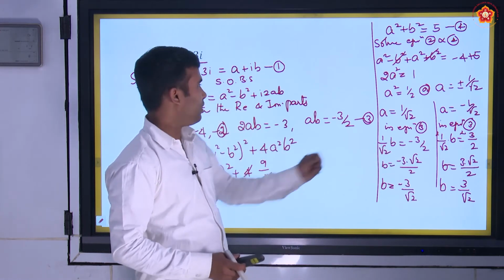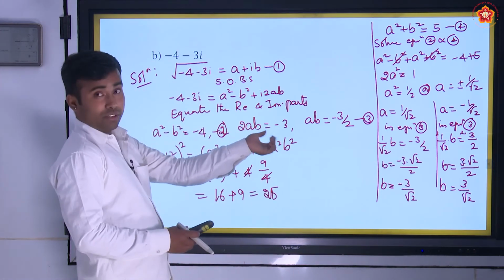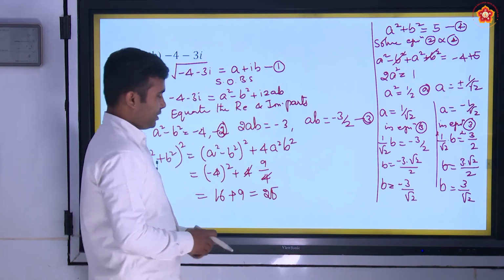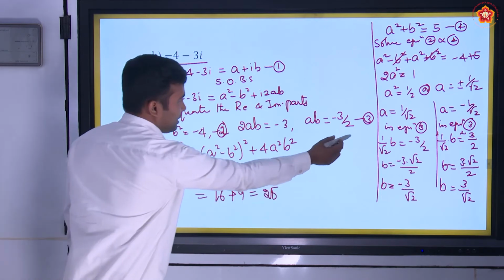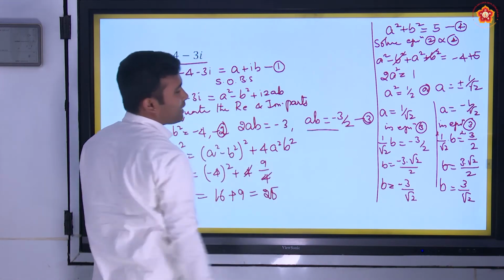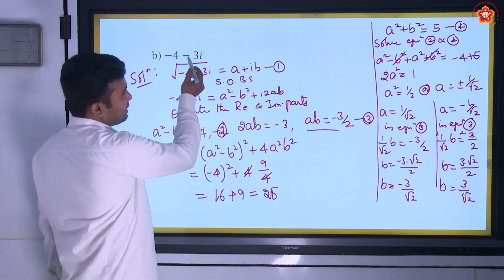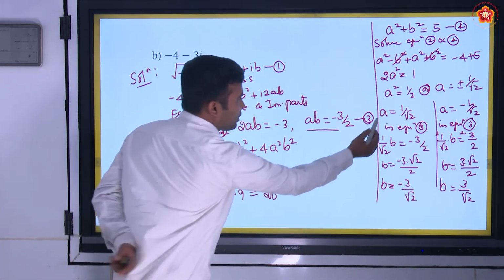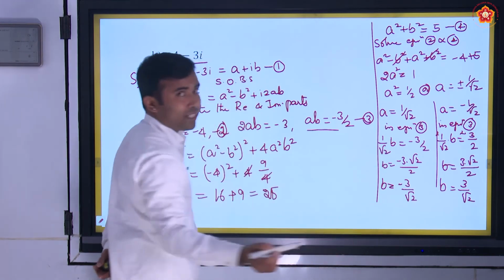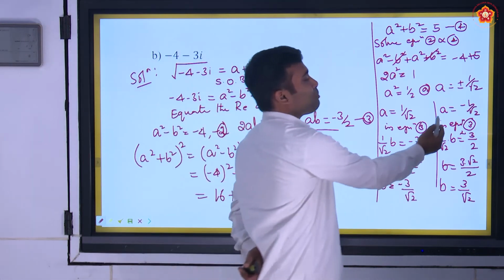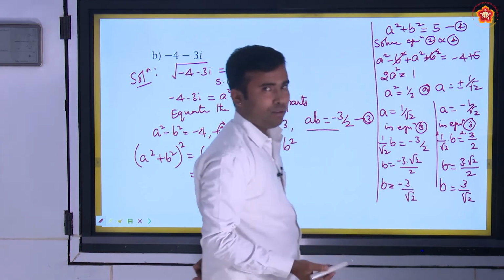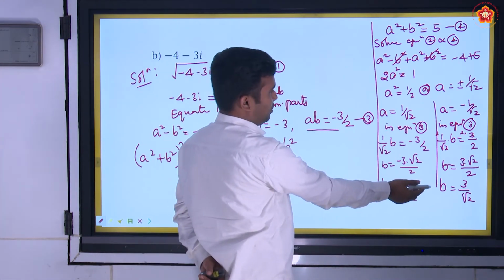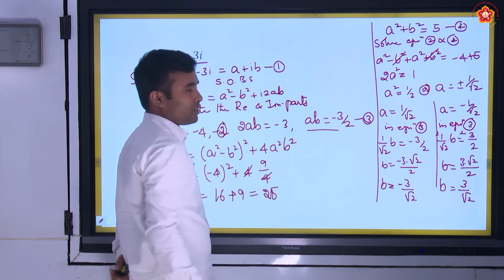These are the required values, which give the square root of this complex number. See here, as we get the product as negative, that means the imaginary part is negative, so you will get alternative signs for a and b. Similarly, if a is 1 by root 2, b is minus 3 by root 2, and if a is minus 1 by root 2, then b is positive. If b is negative, a will be positive, like that.